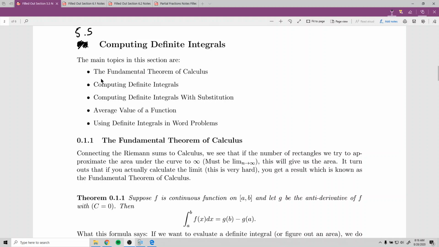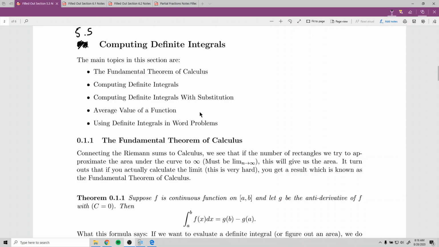This video will be on section 5.5, computing definite integrals. So the first thing, we'll start with the fundamental theorem of calculus, which actually tells you how to compute definite integrals. Then we'll practice doing definite integrals. We'll also practice doing definite integrals with substitution.